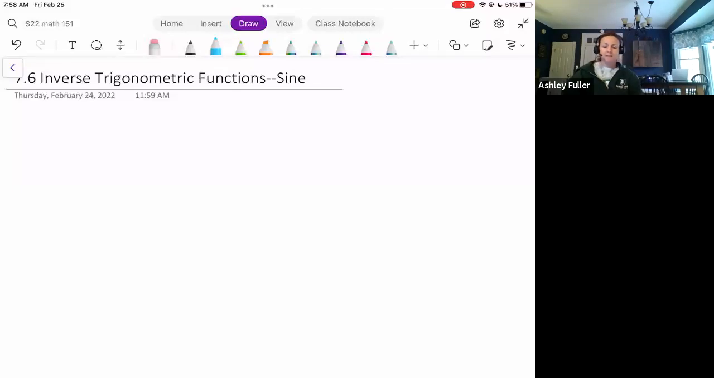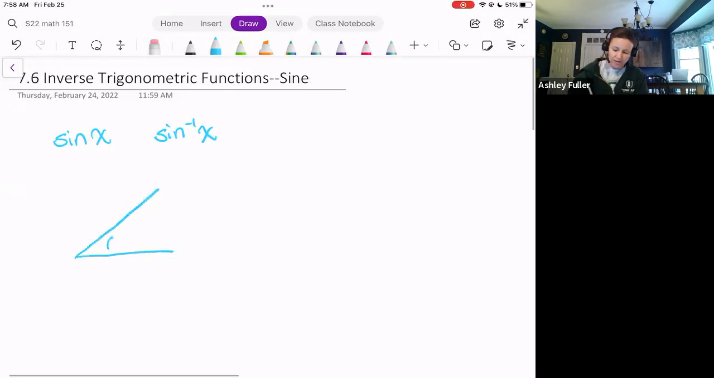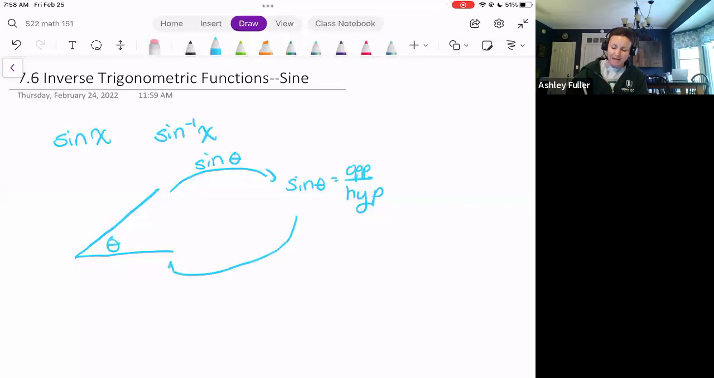Looking in more detail at the inverse trig function for sine, what we find is that since an inverse undoes a function, to undo the sine of x, we will create the inverse sine of x. What this means is if we have some angle theta, performing the operation sine of theta gives us that the sine of theta is opposite over hypotenuse. But to get back to theta, to undo the function, we perform this operation: inverse sine of theta.